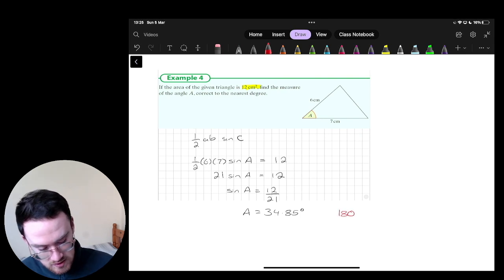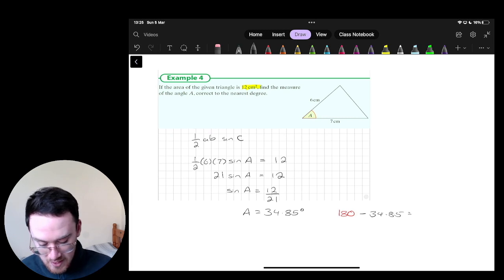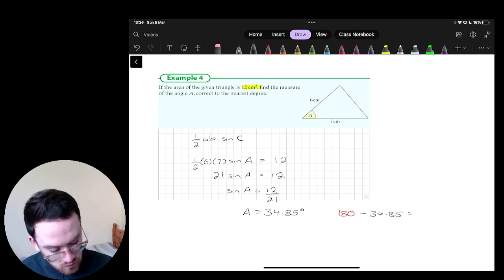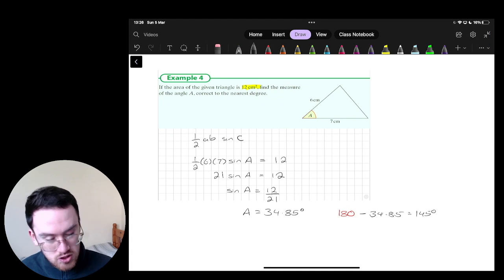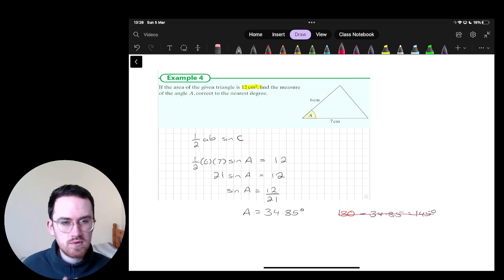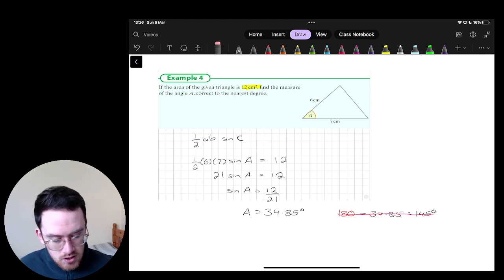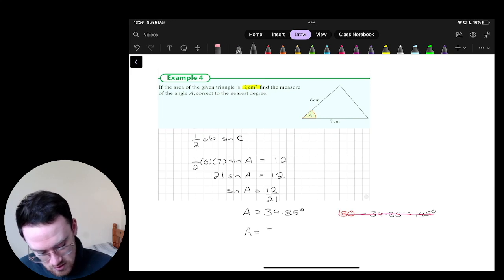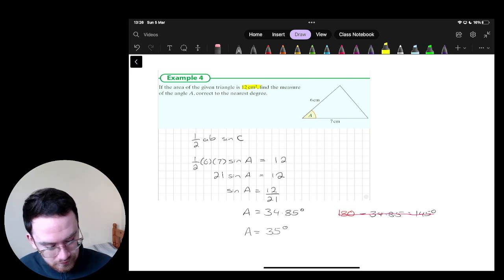We should kind of know at this point that to find the other case, we can just do 180 minus 34.85, and we'll get an answer of 145. But in terms of the triangle that we're looking at, 145 isn't logical. Okay, it doesn't make sense for the triangle that we have there because we've been given the diagram. Okay, if we weren't given the diagram and just given the information, then yes, we could have that option of that being the angle. So to the nearest degree, A is 35 degrees.